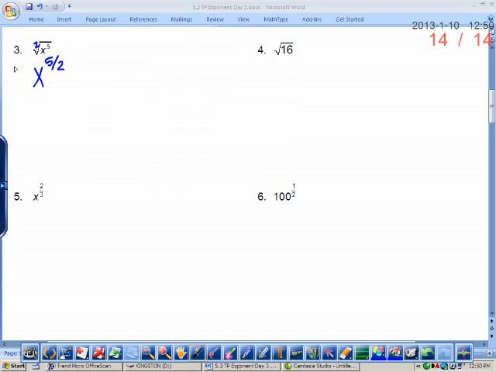How could I rewrite the square root of 16 with an exponent? How could I rewrite this exact thing with an exponent? 16 to the 1/2 power, because remember, here's the power of 1. The index is 2. What is 16 to the 1/2 power? 4.